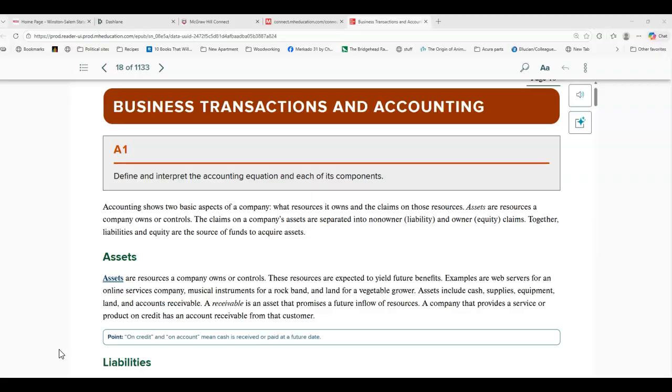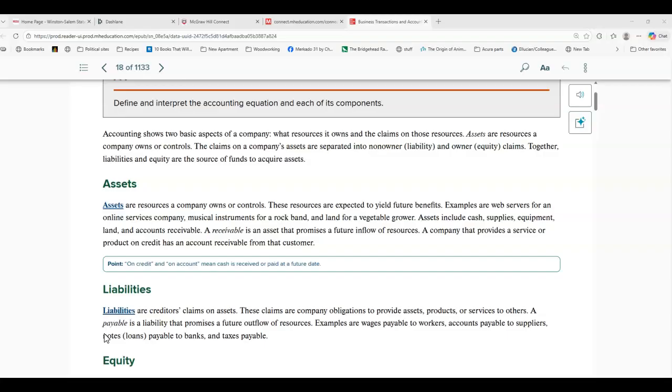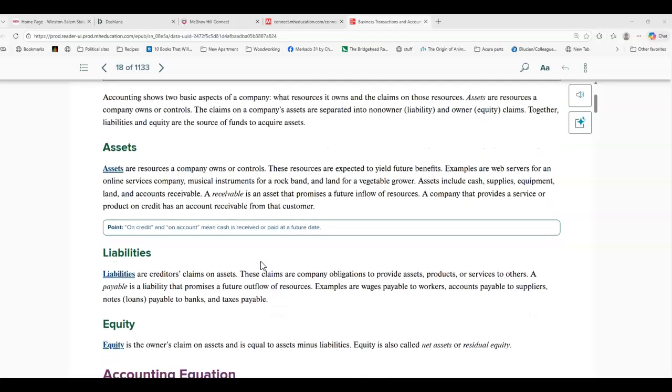I think it's important to begin with an understanding of what we're looking at. So let's define assets, liabilities, and equity. Page 10 has some good definitions. Assets are resources that a company owns or controls. They expect to yield future benefits. Assets include cash, supplies, equipment, land, accounts receivable. And a receivable is an asset that promises a future inflow of resources, which is a long way of saying it's something we expect to receive in the future.